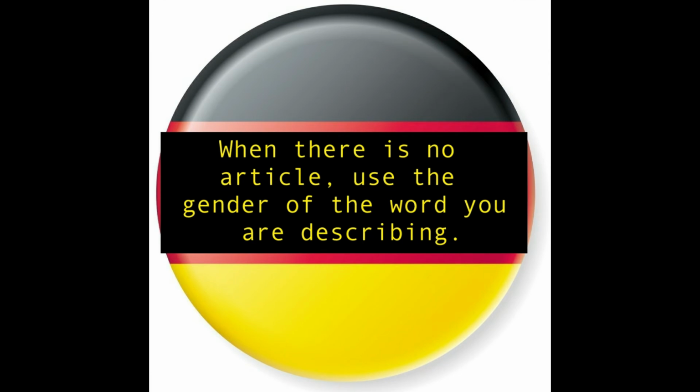Let's move on and look at the endings that we use when there are no articles, like in the sentences we had in our last lesson. When there are no articles preceding your adjective, the adjective takes on an ending according to the gender of the noun they are describing.